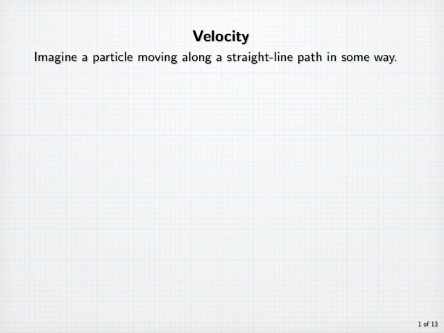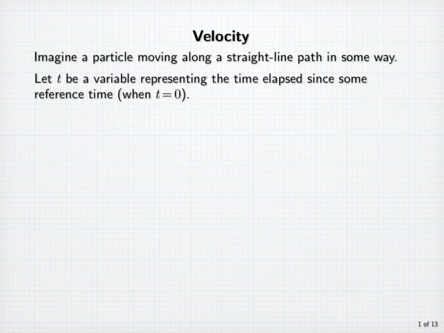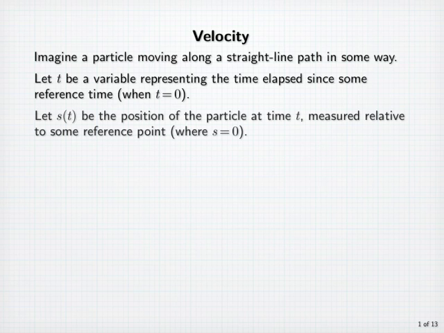Imagine a particle moving along a straight line path in some way. Let t be a variable representing the time elapsed since some reference time when t is equal to 0, and let s of t be the position of the particle at time t measured relative to some reference point where s equals 0.